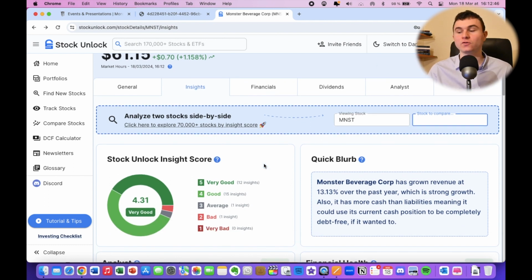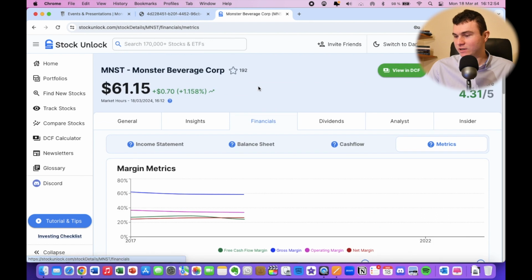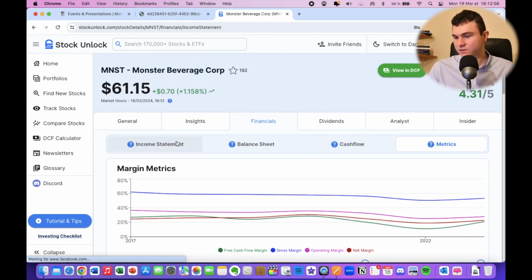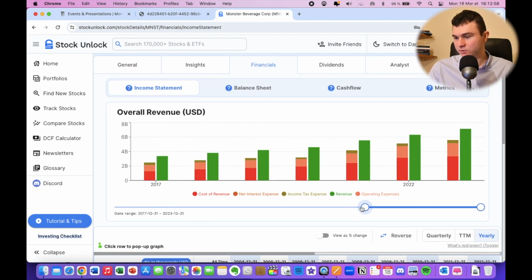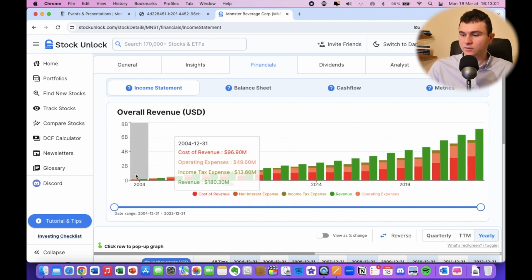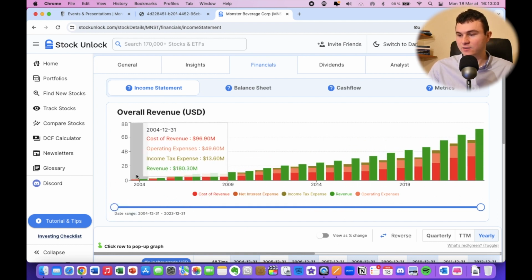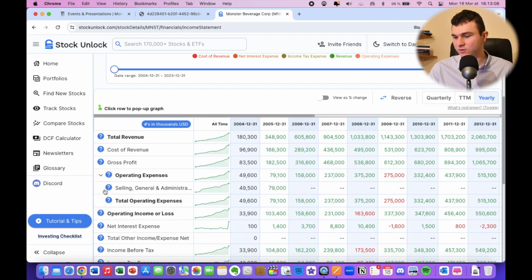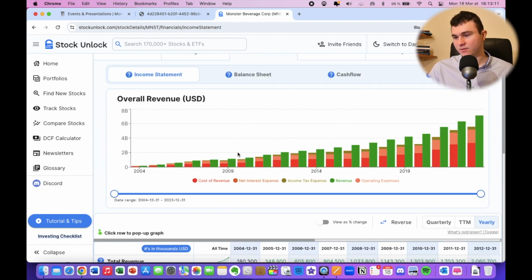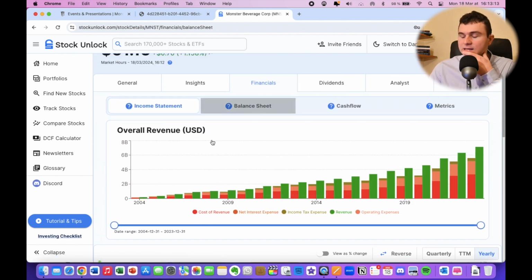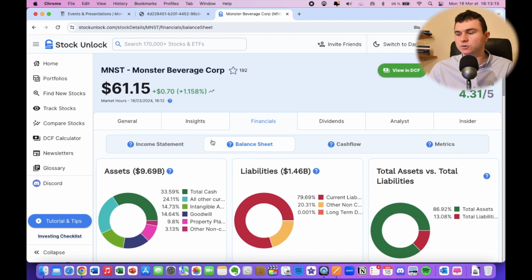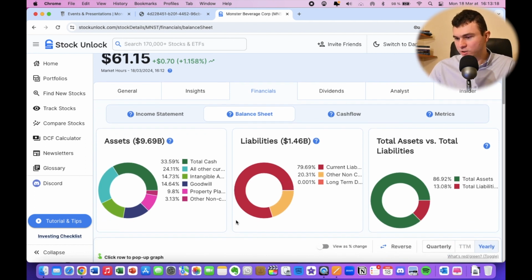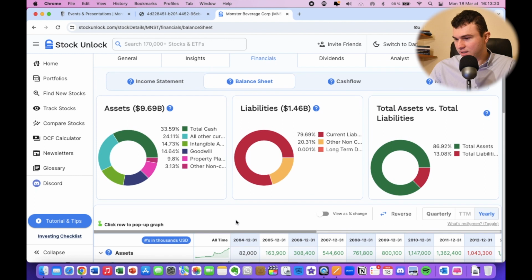If you have a lot of good insight score, it means every metric is going in the right direction. You can look at financials here to look at key metrics over time. If you want to dig deeper and you want to see data from 2004, basically every metric you see is going up and to the right. What do we have here? You know what? Let's go and see the balance sheet to analyze the goodwill. So we'll have our response quite quickly.